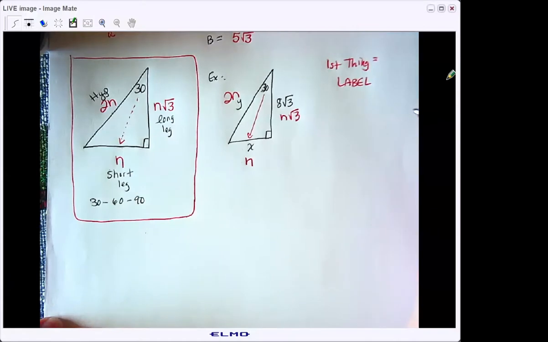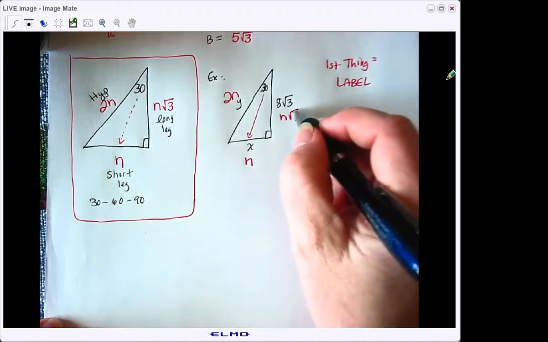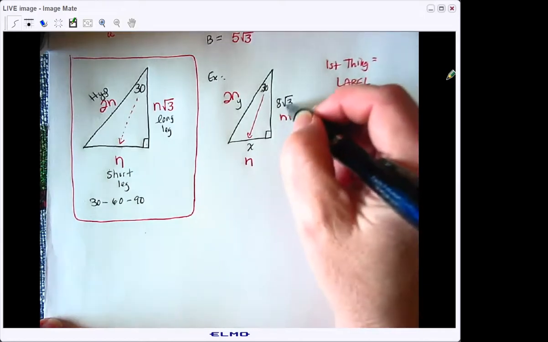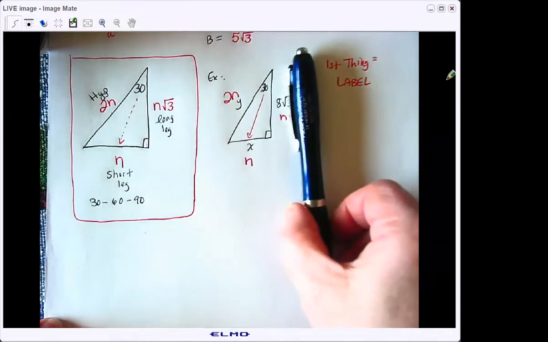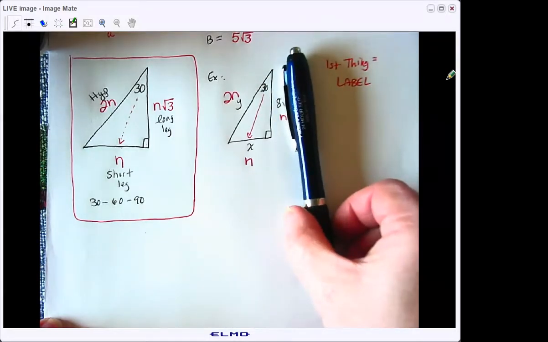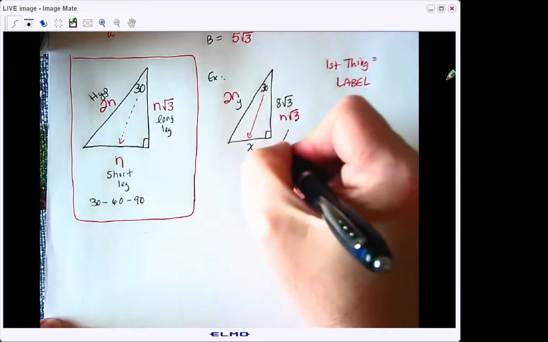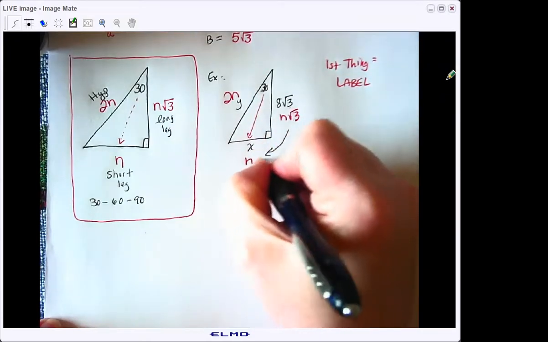So unmute yourself and tell me, what is n? 8. Good. Because I can kind of think about crossing this out a little bit, and if I cross those out, I'm left with n. So I know that n is 8.